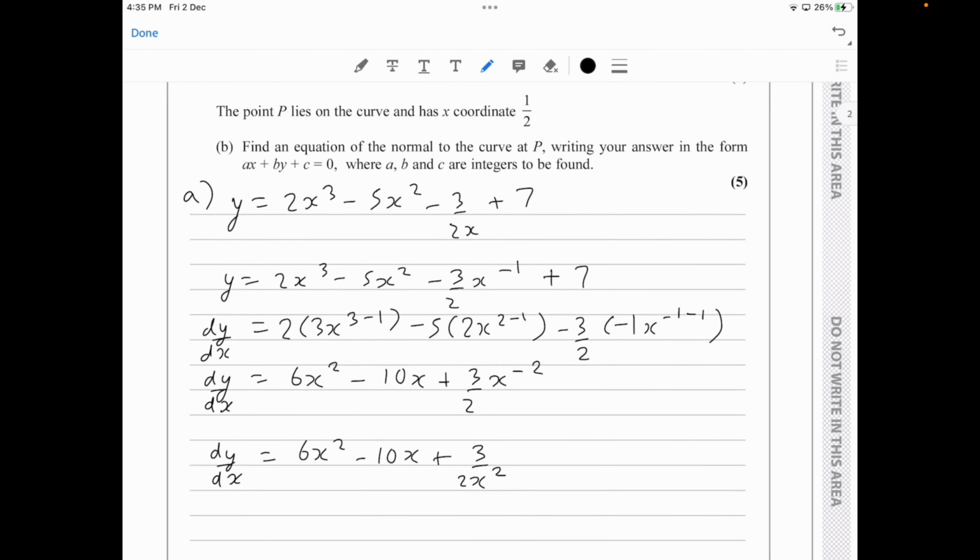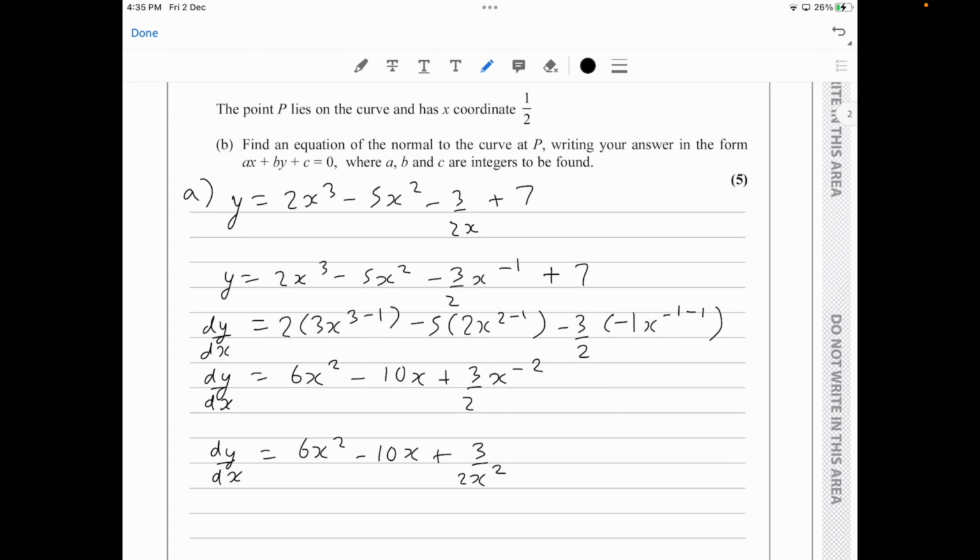Let's move on to the next question. Now the next question is talking about point P, which lies on the curve and has x coordinate half. So what we're going to do is write the x coordinate. We know it's half, and we have to find an equation of the normal to the curve at P, giving your answer in the form ax plus by plus c is equivalent to 0, where a, b, and c are integers to be found.